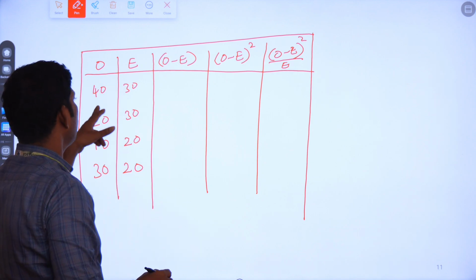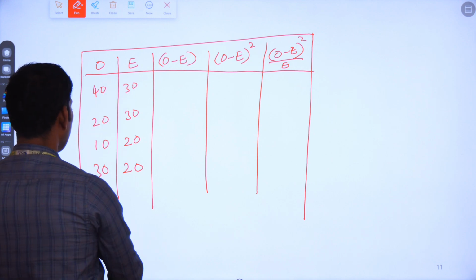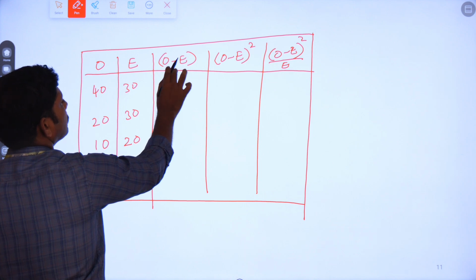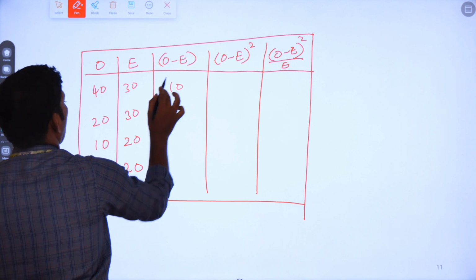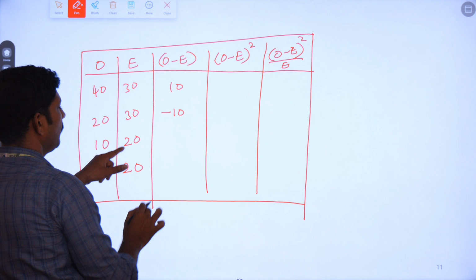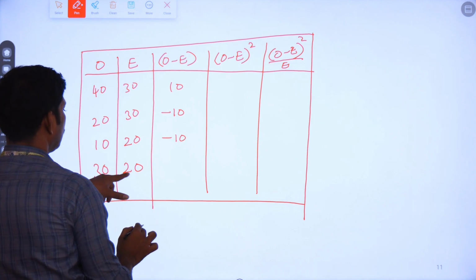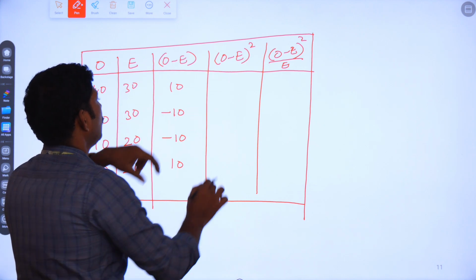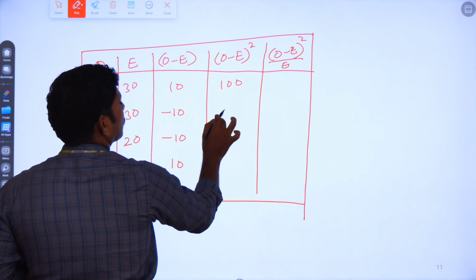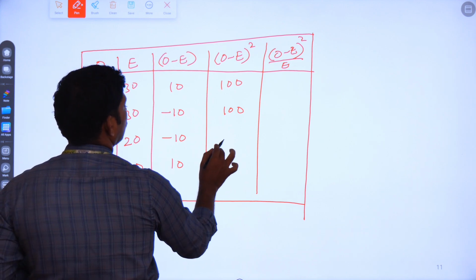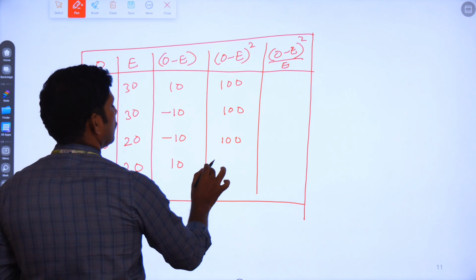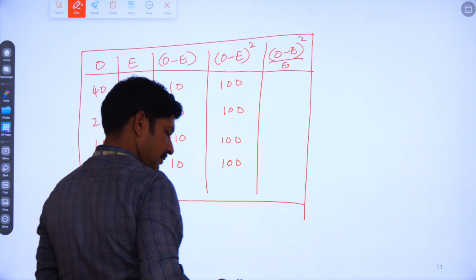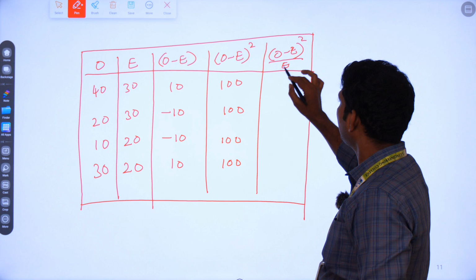The observed frequencies in the given question are 40, 20, 10, 30. The expected frequencies we just obtained are 30, 30, 20, 20. Now we find observed minus expected. 40 minus 30 is 10. 20 minus 30 is minus 10. 10 minus 20 is minus 10. 30 minus 20 is plus 10. Now observed minus expected, whole square: 10 squared is 100, minus 10 squared is also 100, minus 10 squared is also 100, and 10 squared is 100. Now observed minus expected squared, divided by E. So the first one.